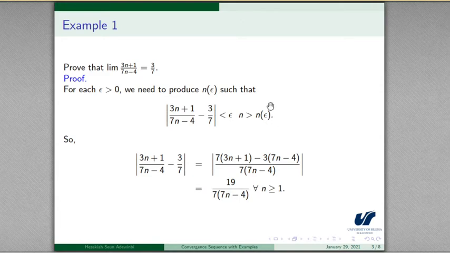So now we are looking for N of epsilon. If you simplify this further by finding the LCM, we arrive at this. If you simplify the numerator, we have 19 divided by 7 times (7n minus 1). Since n is a natural number, for any value of n greater than or equal to 1, the denominator will be positive and the numerator is already positive, which means that the whole of this expression will be positive for n greater than or equal to 1.